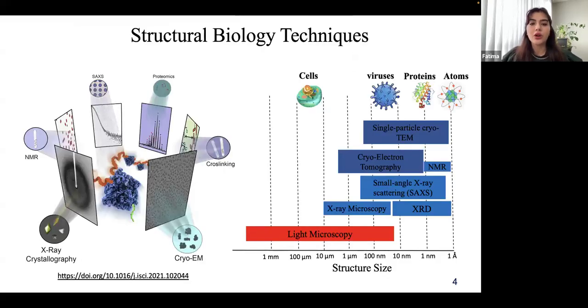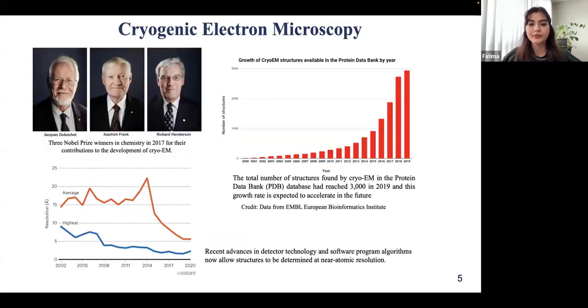These are some structural biology techniques. As you can see, X-ray crystallography, cryo-EM, and nuclear magnetic resonance are the most popular techniques for structural biology. And on the right side, you can see a chart, and you can choose which method is the best for your molecule according to structure size.